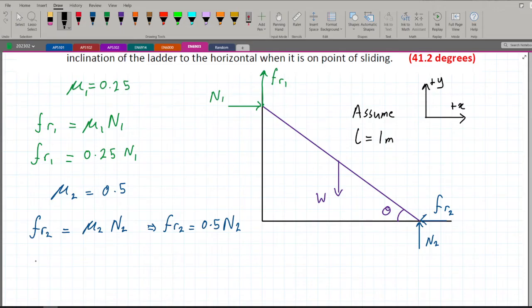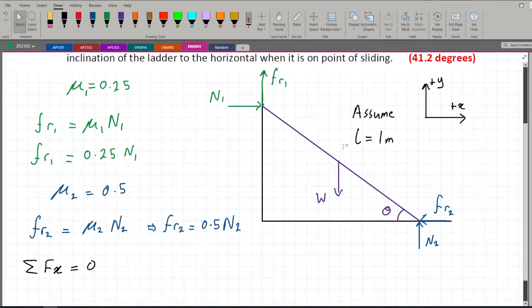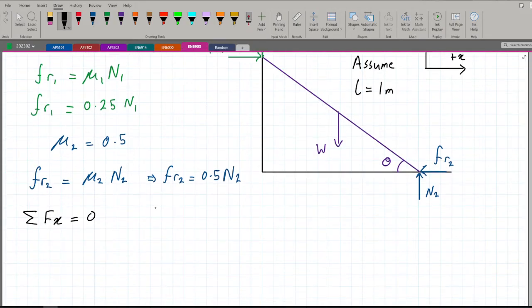All right, let us start with sigma fx equal 0. Okay, because it is saying when it is on the point of sliding, so it's right as it's about to slide. There is no motion yet, but it's almost about to slide, so basically everything is still in equilibrium. So sigma fx is equal to 0.